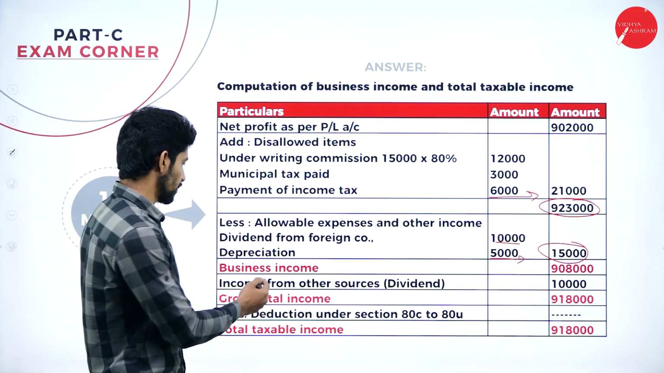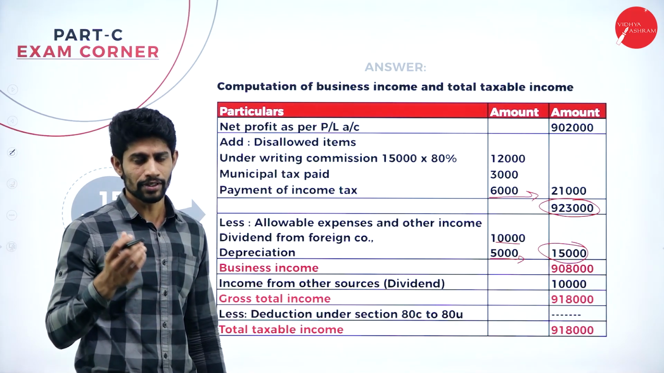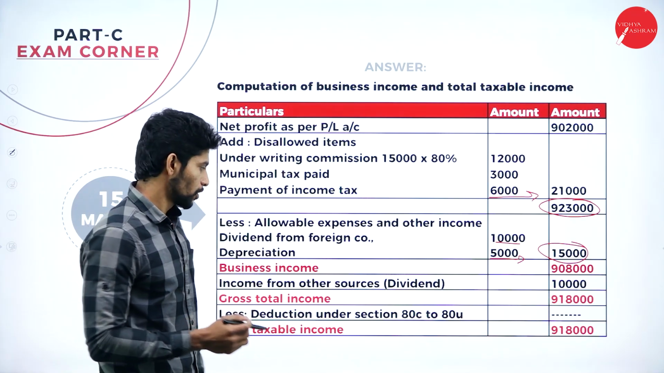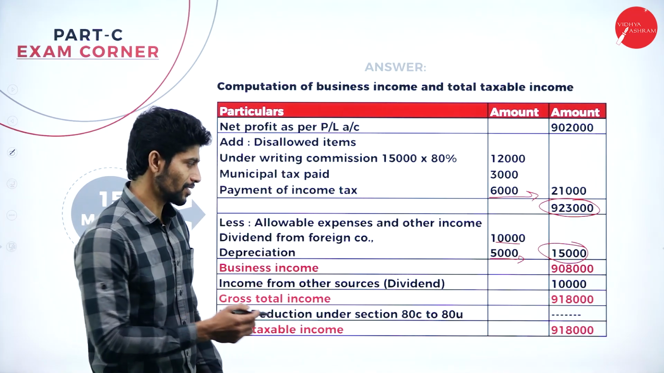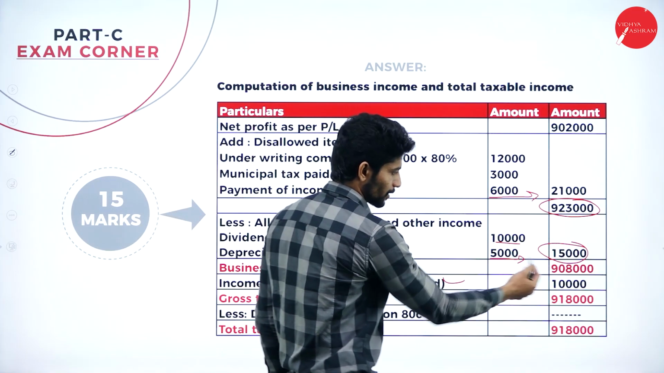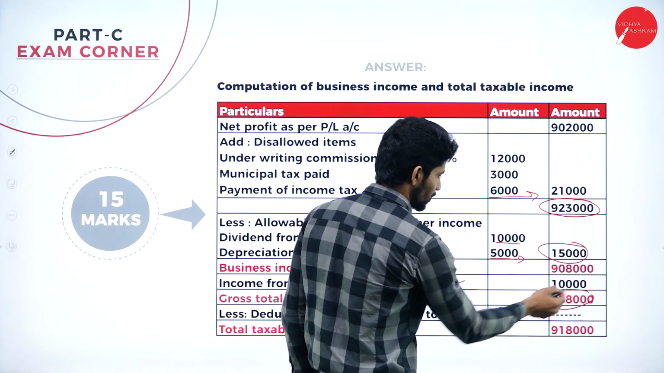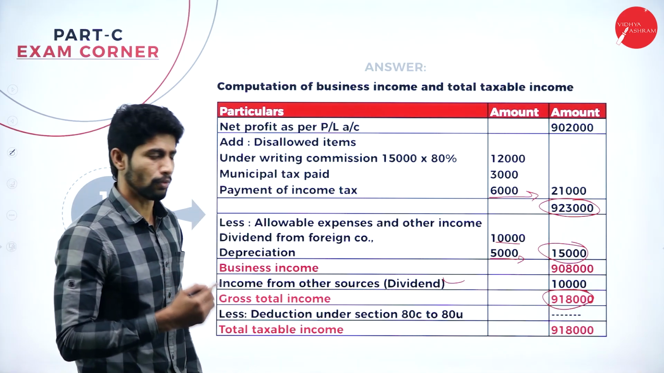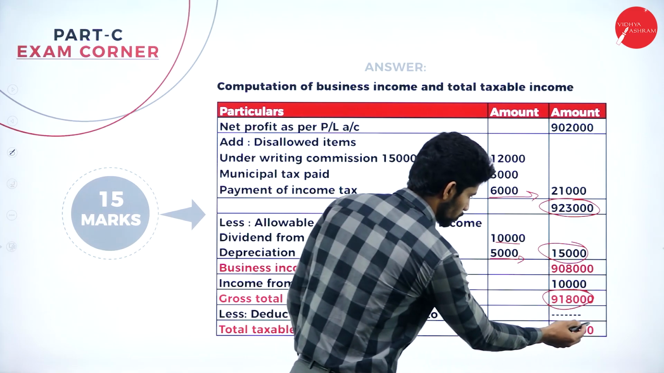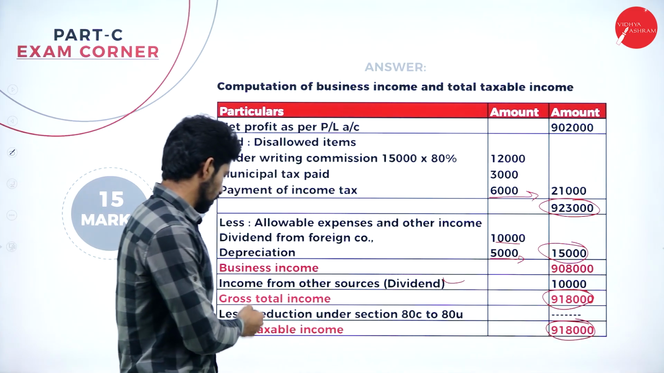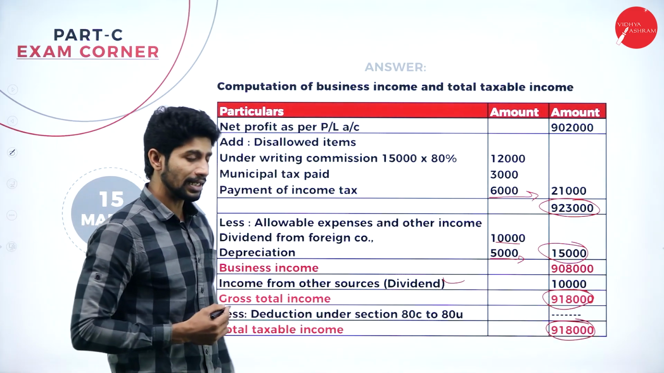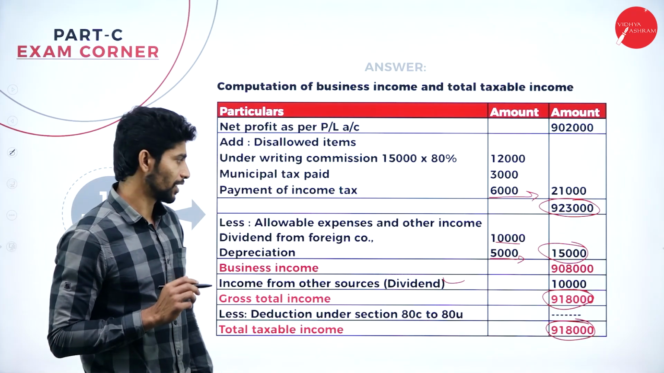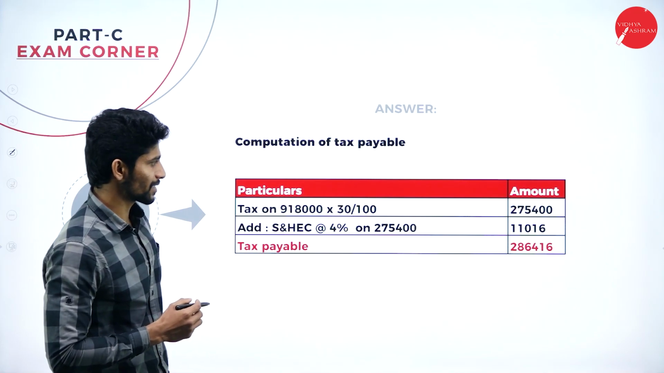9,08,000 is called what? Business income. For that, add other incomes. So there is no income from salary, no income from house property, no income from capital gain. Only we have income from other sources, that is dividend received of rupees 10,000. So add it, you will get 9,18,000. No deductions are given in this particular problem. So carry down the same amount of 9,18,000, that is called total taxable income. So 9,18,000 is called what? Total taxable income.